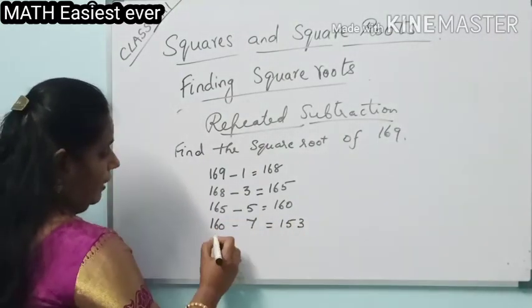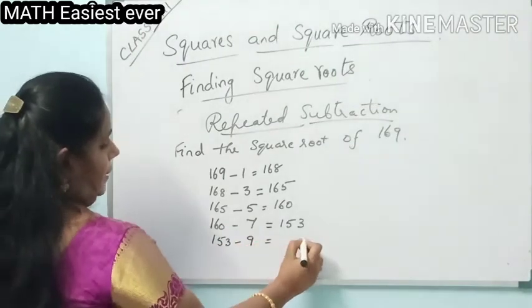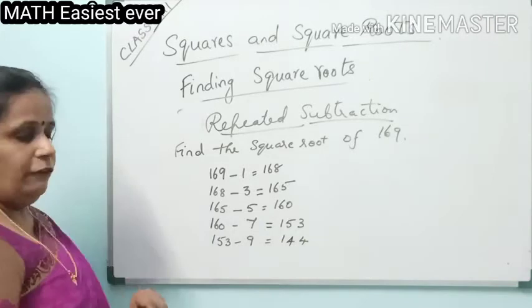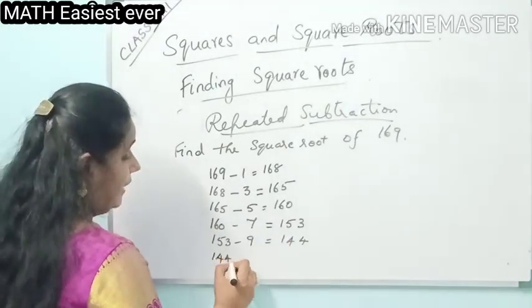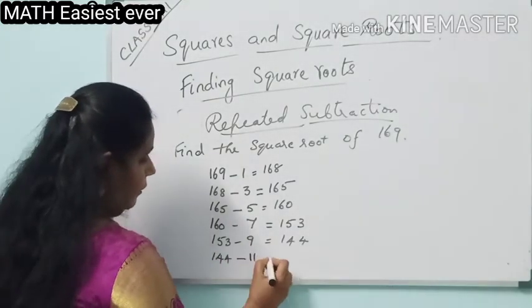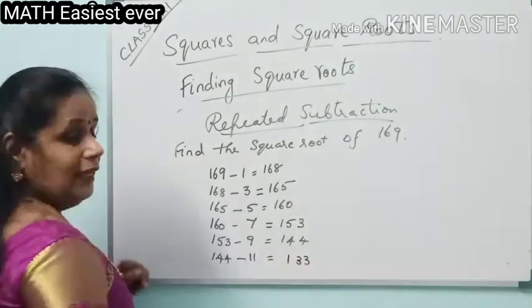Next I'll take 153 and subtract with 9. What is 153 minus 9? It's 144, right? 144 I'll get. Now I'll take 144 and subtract with the next odd number. After 9, which is the odd number? It's 11. If I subtract 11, I'll get 133.